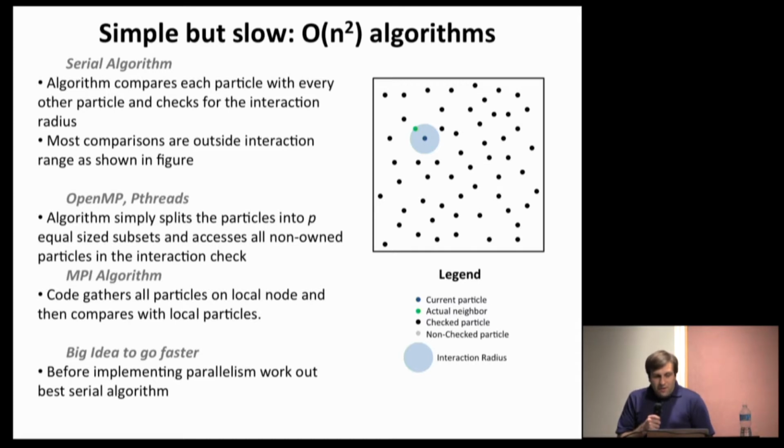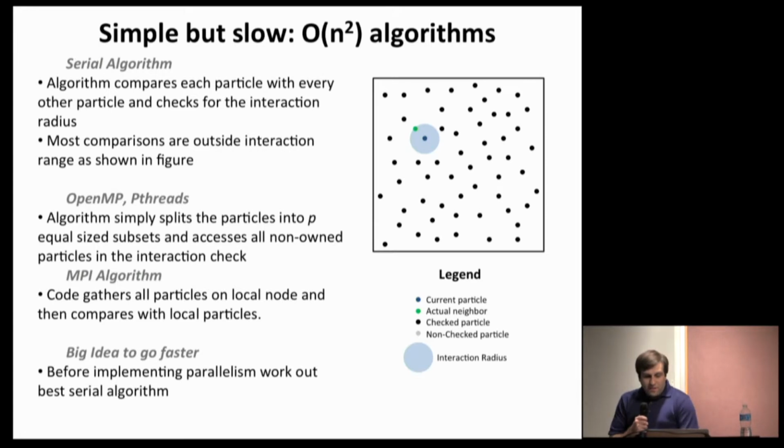The OpenMP and pthreads algorithms simply split the particles up evenly, and they take advantage of the fact that we're on shared memory, and they check all of the different particles again. And the MPI does an all-gather, so that it grabs all the particles and puts them together. None of these are optimal, and just throwing parallelism at something isn't going to make it go better. So first, you have to improve the serial algorithm.